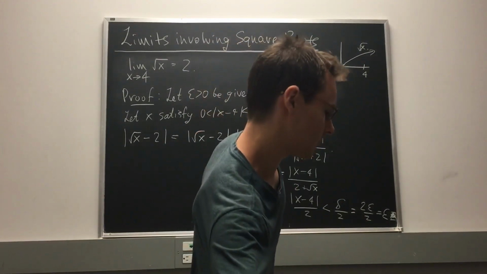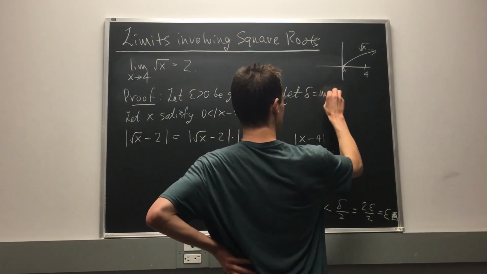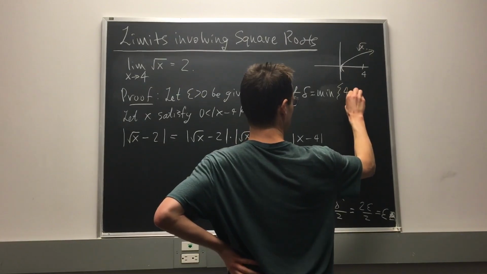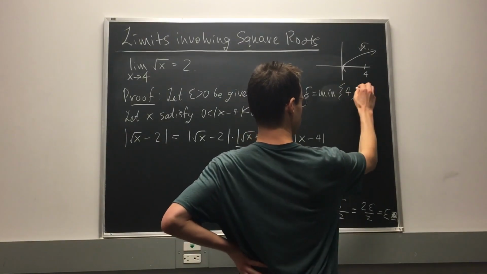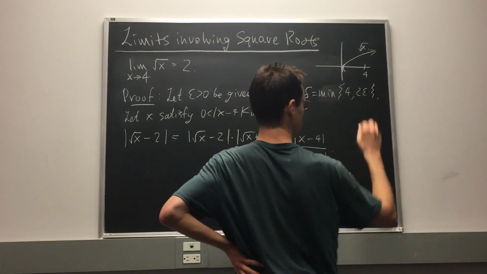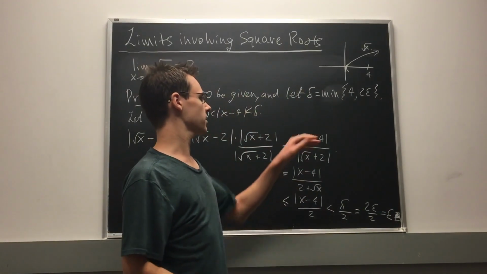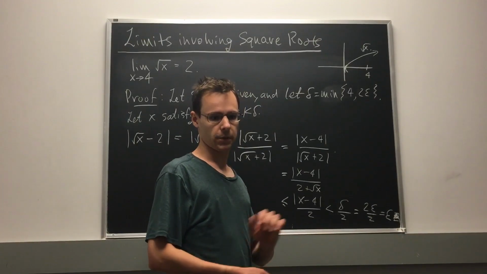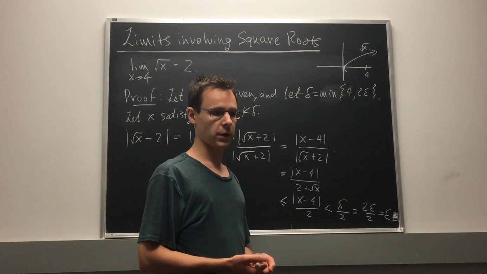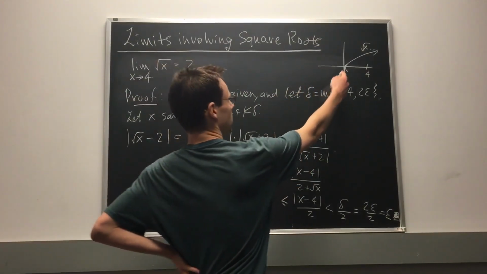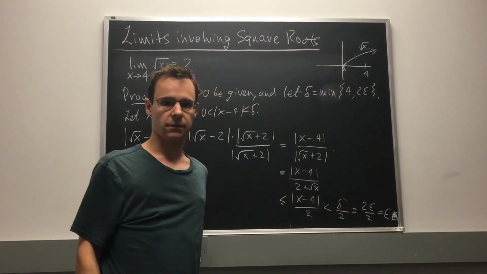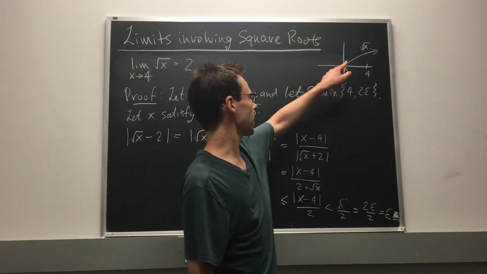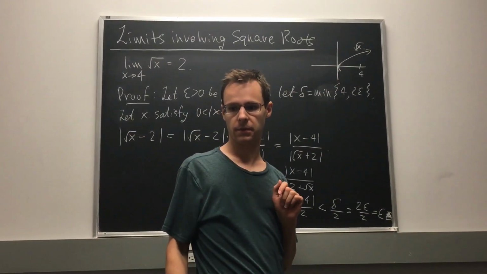Delta has to be equal to the minimum of, in this case, 4 and 2 epsilon. Okay? So it's a similar type of problem as we had to confront before when we were looking at quotients. We couldn't encompass the asymptote in our delta window because the function wouldn't be defined at the asymptote. Here we can't stray outside of the domain of the function.